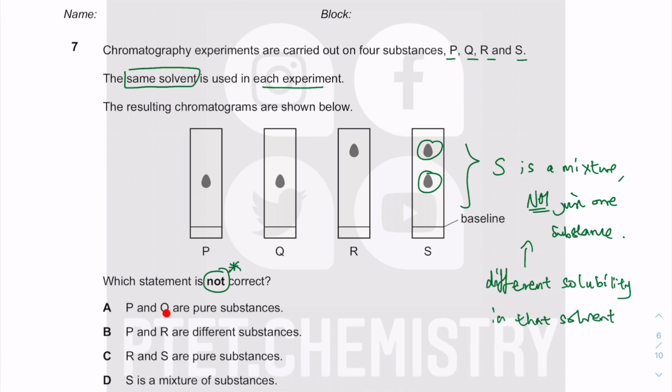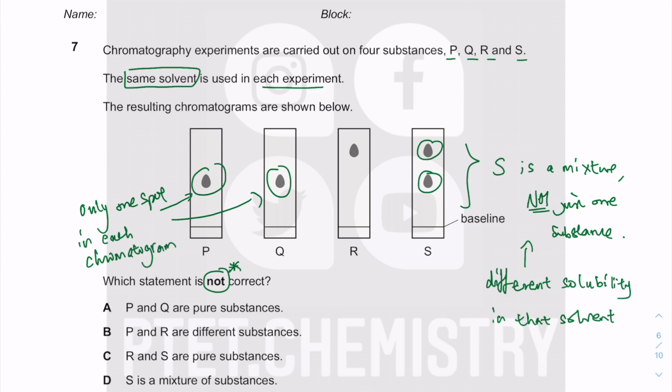Okay, P and Q are pure substances, only 1 spot in each chromatogram. So it means that there's only one particular substance in that chromatogram. So it's a pure substance because there's only 1 spot. So this is a correct statement, but you want the incorrect statement, sorry. Okay, P and R are different substances.